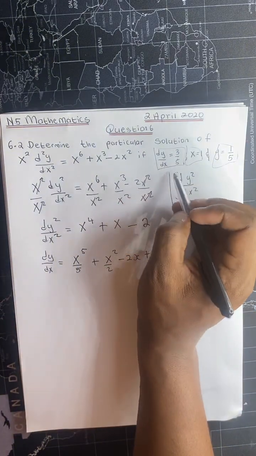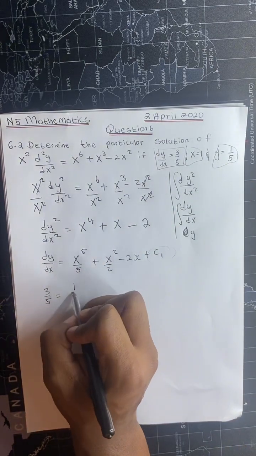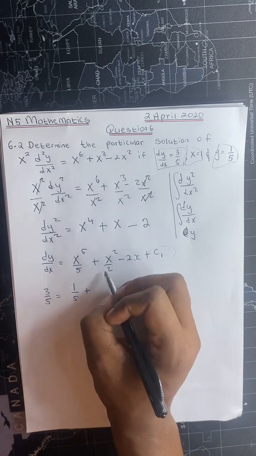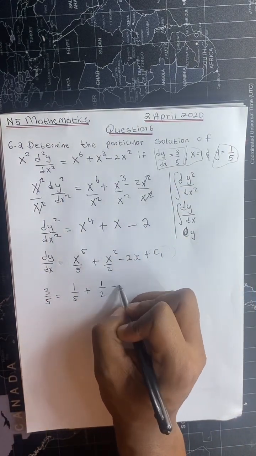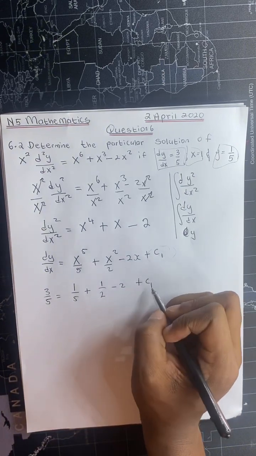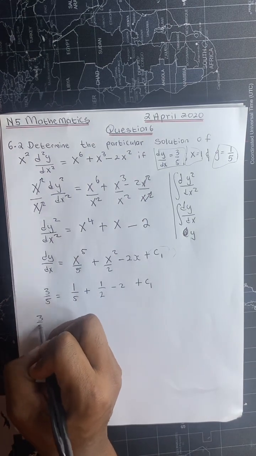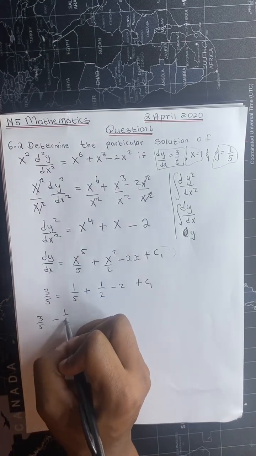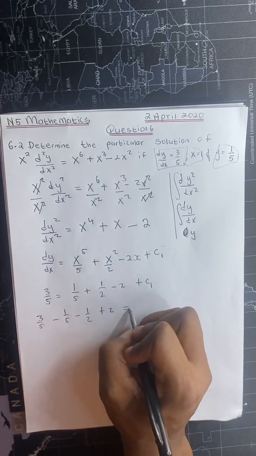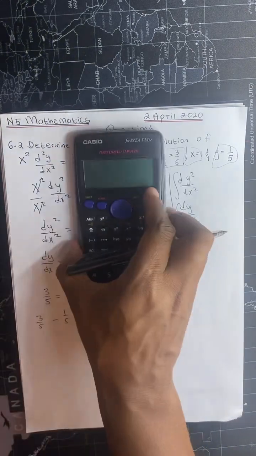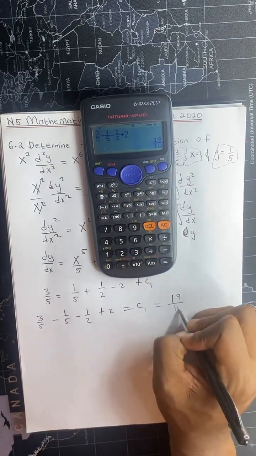So when dy over dx is equal to 3 over 5, x is equal to 1, so we have 3 over 5 equals 1 over 5 plus 1 over 2 minus 2 plus c1, where there is x, we substitute 1. From here, we'll have, so we take this to the left, and that as well to the left, and the 2 to the left, and c1 will be equal to 3 over 5 minus 1 over 5 minus 1 over 2 plus 2, so c1 will be equal to 19 over 10.